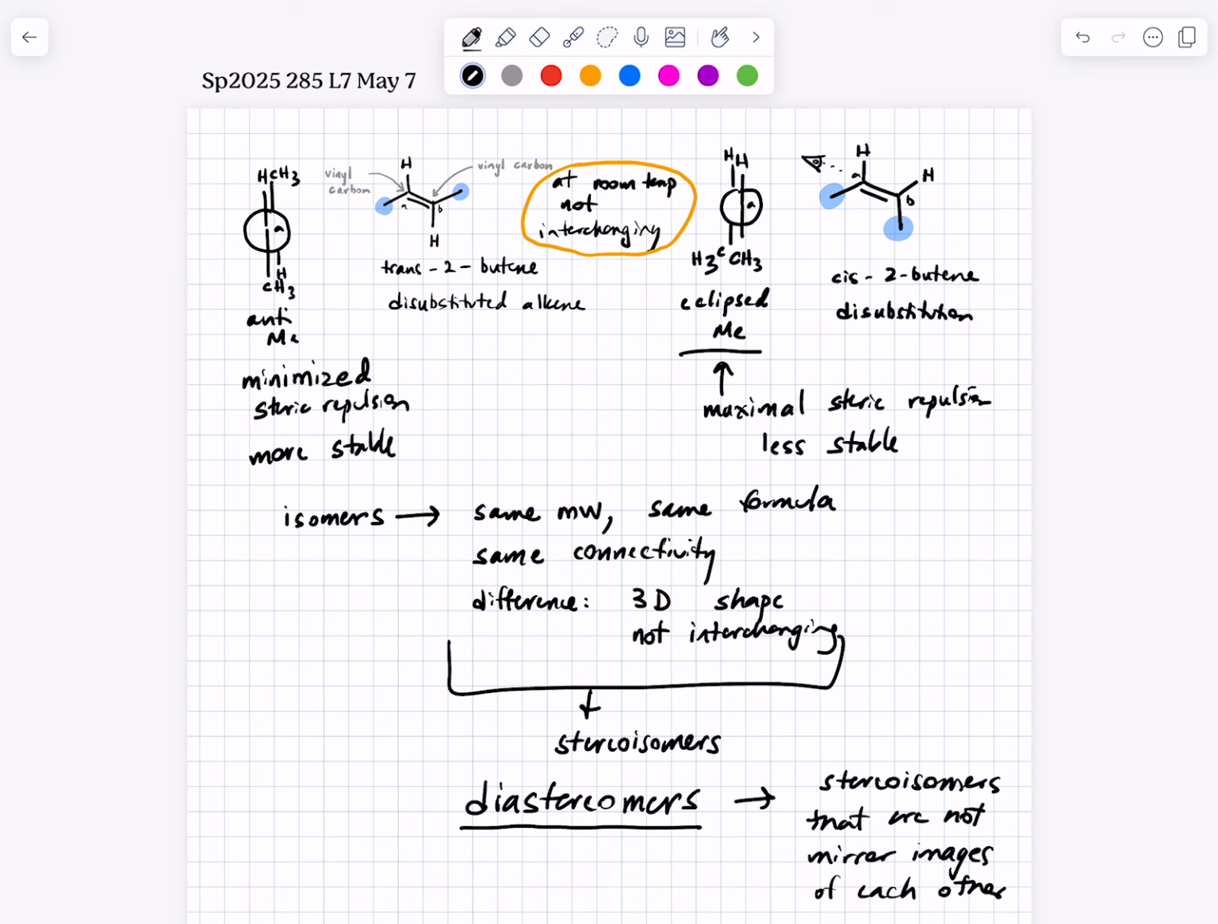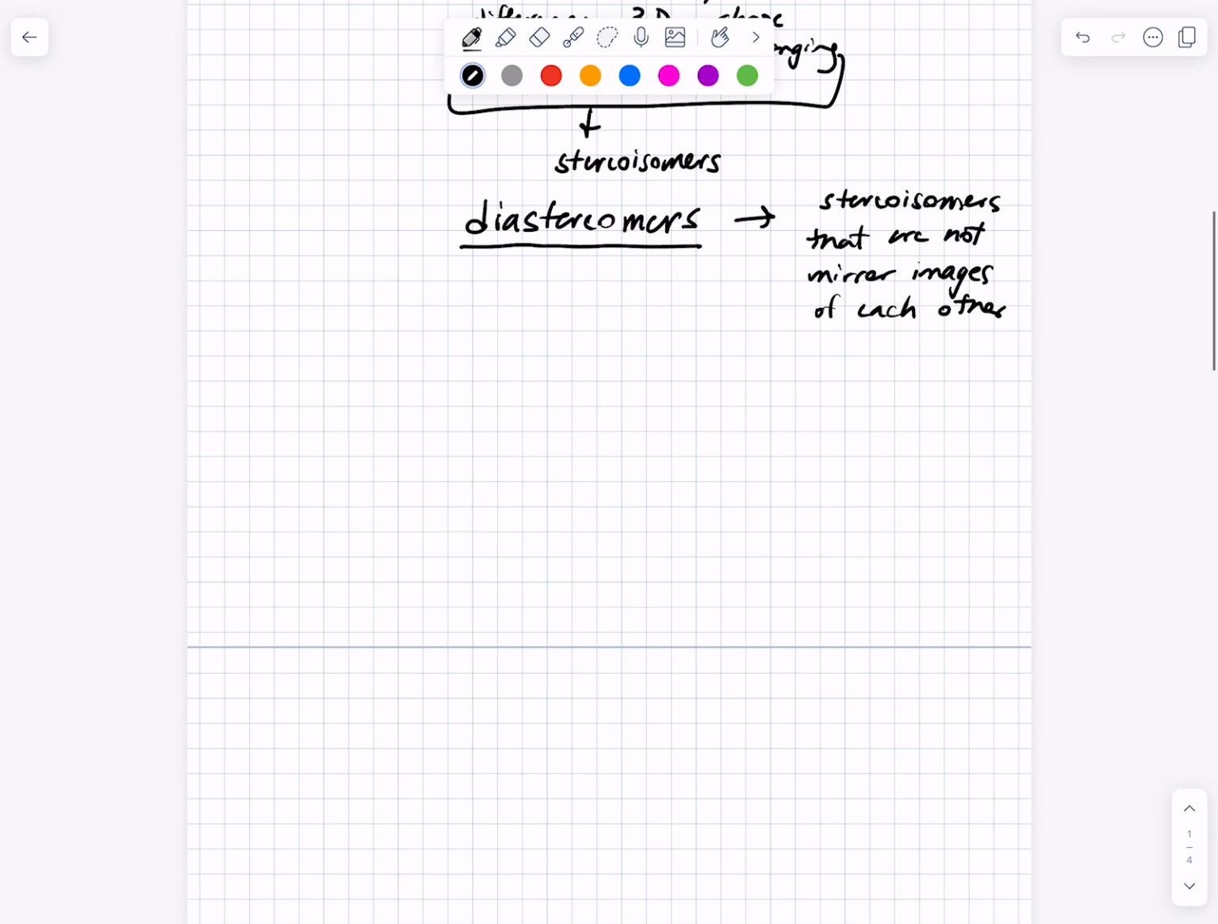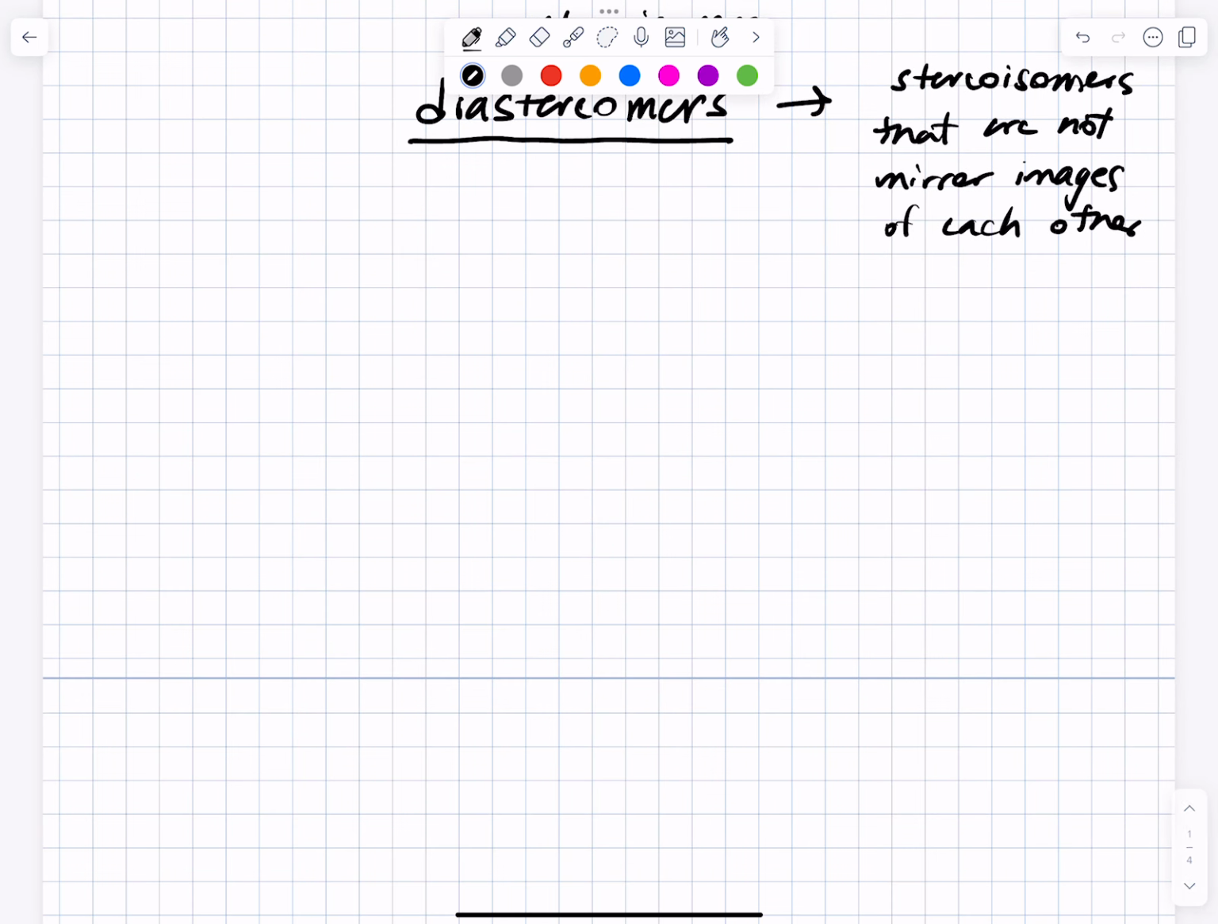Now, it turns out the words cis and trans don't really work very well for larger molecules where there's more than 2 things attached to the vinyl carbons. For example, let me give you a simple alkene. How should I describe this alkene? Should I call it cis or trans? Well, how do you decide?